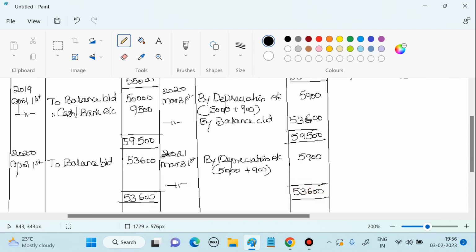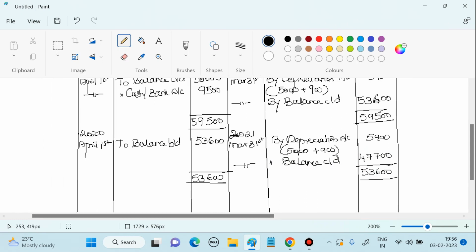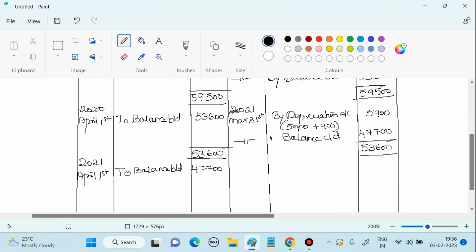Third year. So write by balance carried down 16 1 6, 13 1 47 400. So now we come to the fourth year, 2021 April 1st, to balance brought down 47,700. Now in this year on 1st October there was a purchase of 8400. So October 1st to cash or bank account you will write the addition of 8400.